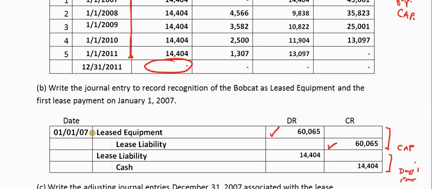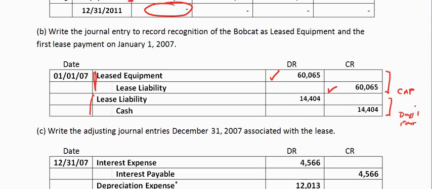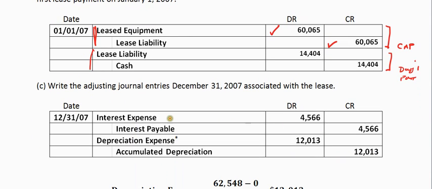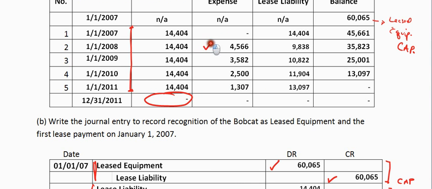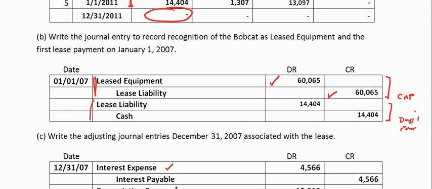Okay, so I want to be clear. The first 2 rows are actually the capitalization. The only reason we have the next 2 is that this one happens to be an annuity due. You wouldn't have the payment here if this were structured as an ordinary annuity. And then write the adjusting journal entries on 12/31/07. So 4,566. Let's go up and look at our schedule. 4,566, 1,108 on our payment schedule, but that would be the adjustment for 12/31/07.